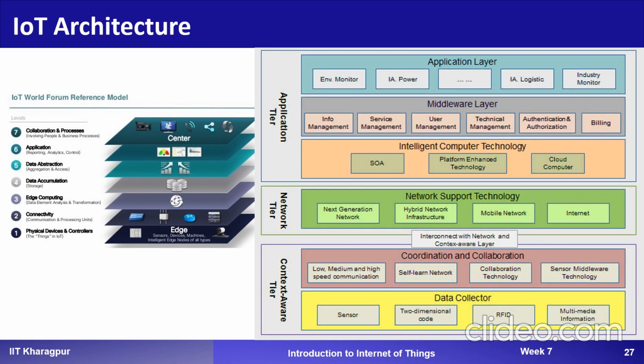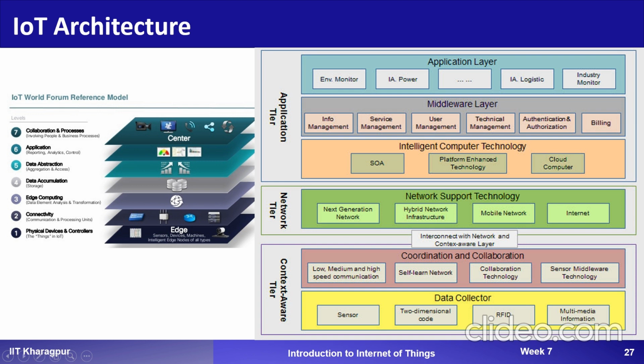Now, IoT architecture. Here two different models are used in order to show your IoT architecture. The first model is given by the IoT World Forum, the IoT World Forum reference model. According to this model, there are 7 layers. The first layer is your physical device layer where your IoT devices are. After that, your connectivity layer is responsible for connecting these IoT devices. Then the edge computing layer, where some basic functionalities can be done near your IoT devices.